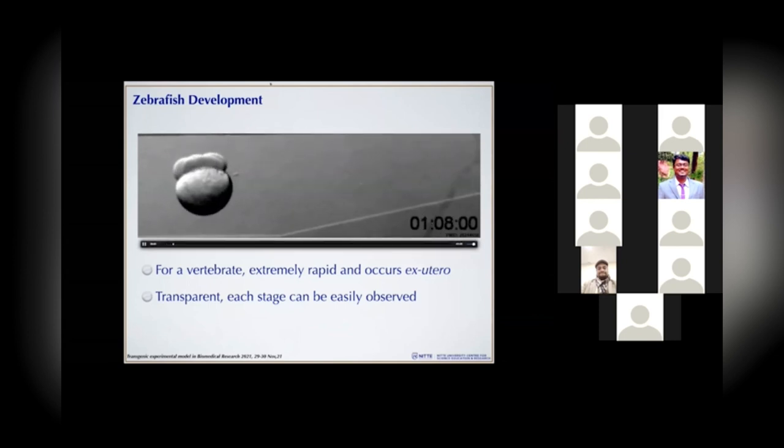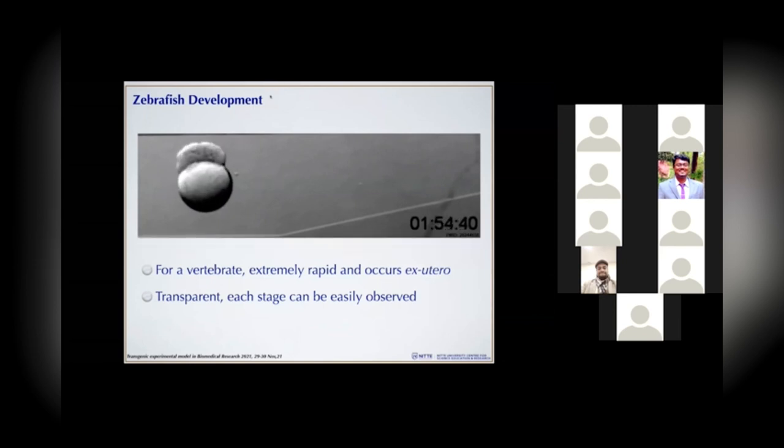Yeah. You can see this is some of the developmental landmarks that I showed in the previous image. All of these are shown here. You can have the 1,000 cell stage. You can see probably this is somewhere at the shield stage that is coming up. This is about 7 to 8 hours post-fertilization. Now this is probably the three somite stage coming up. Yeah, this is the three somite stage as you see here.